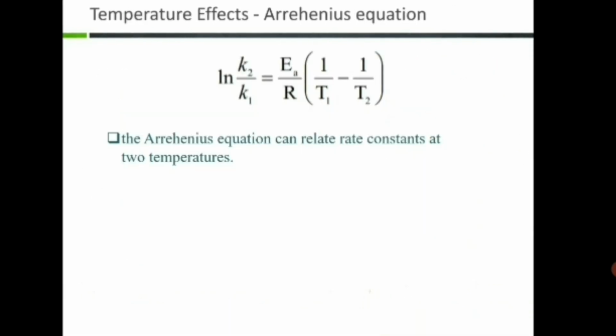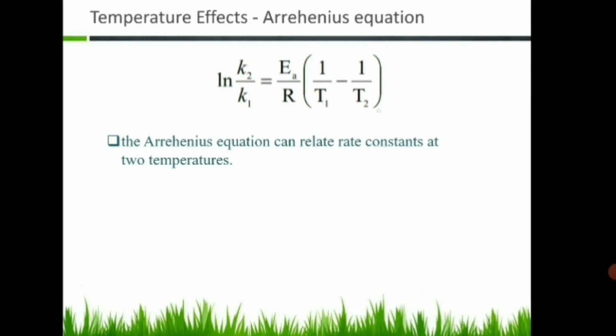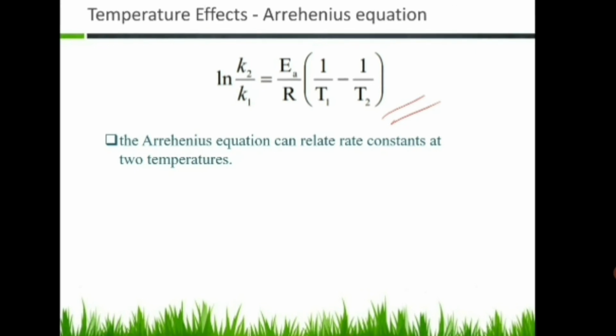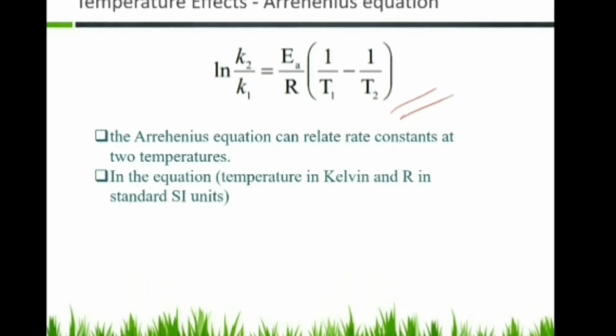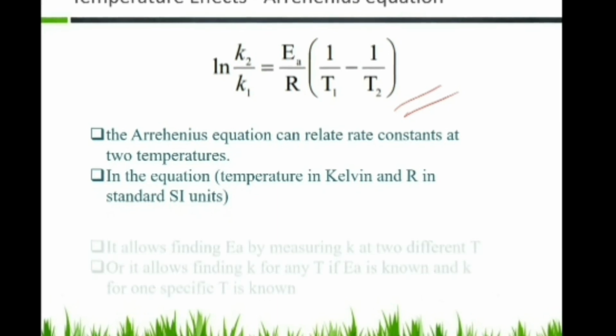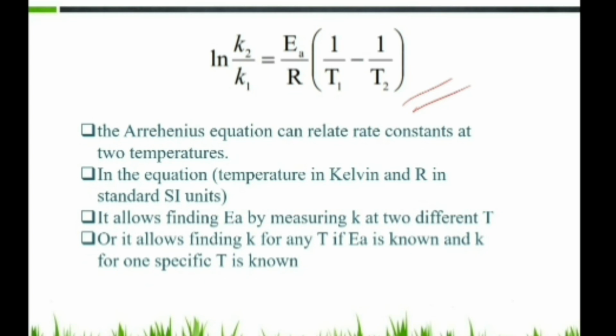Temperature effects: one more extension of the Arrhenius equation. You can have two different rate constants for a particular reaction at two different temperatures, so that you will have an equation like this: ln K2 by K1 is equal to EA by R into 1 by T1 minus 1 by T2. The Arrhenius equation can relate the rate constant at two temperatures. In the equation, temperature is in Kelvin and R is in standard SI units. It allows finding EA by measuring K at two different temperatures. This is a numerical way of finding out the EA value. Or it allows finding K for any temperature if EA is known and K for one specific temperature is known.